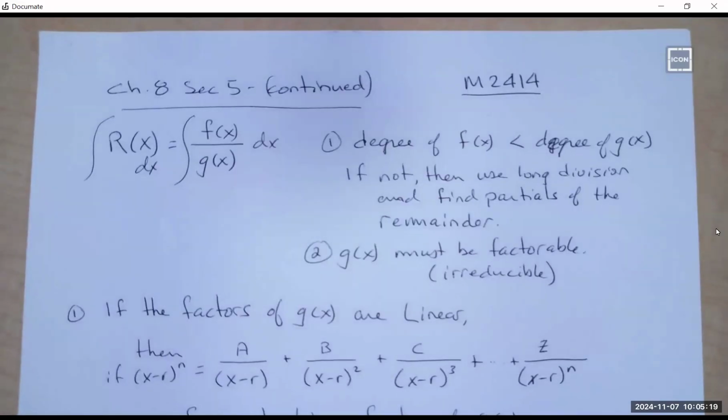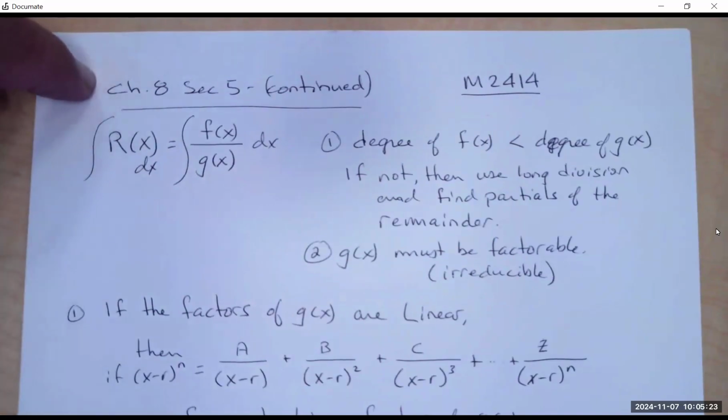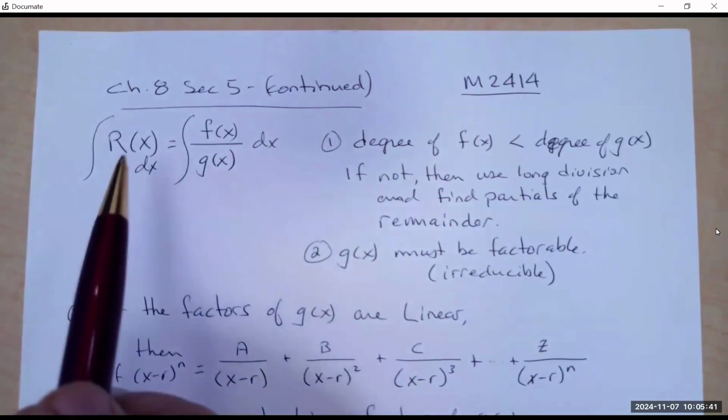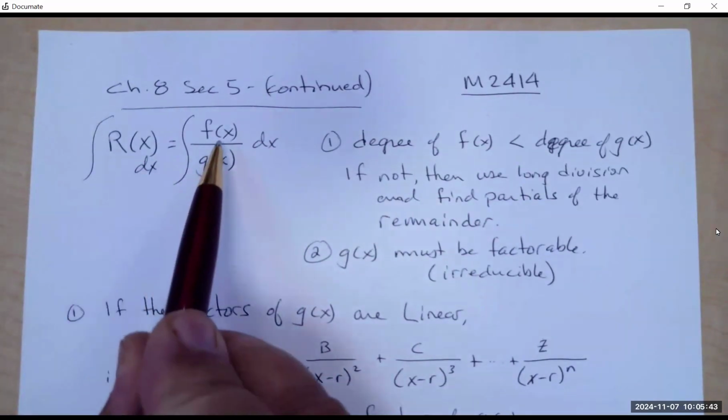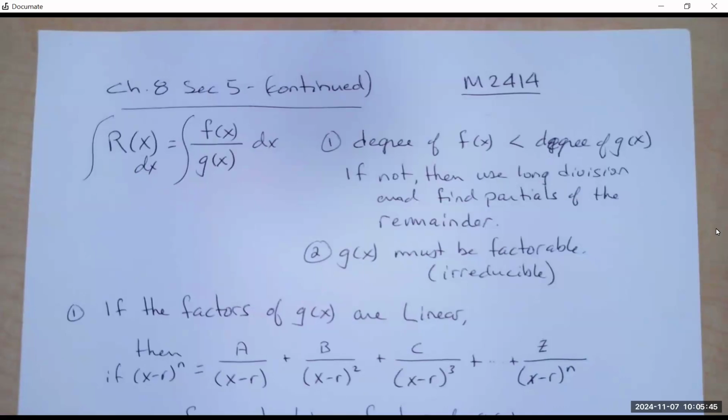And then let's go ahead and continue. Let's review what we did last time. We're continuing chapter 8, section 5, which was integration of rational functions using partial fractions, indeterminable or irreducible functions. We're looking at rational functions.